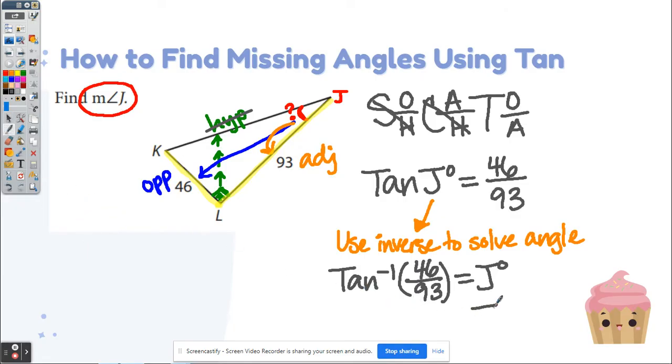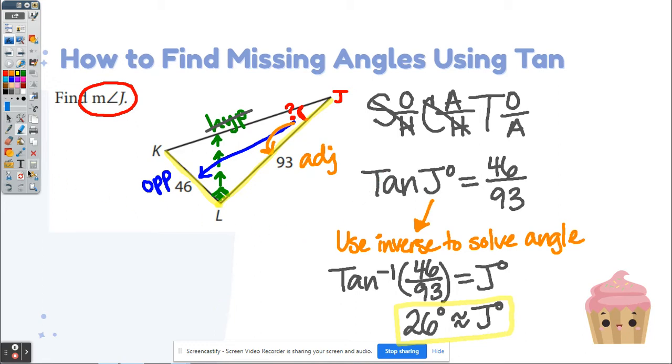So J is approximately 26 degrees. And that is your answer. That is how you solve for angles. So remember, we learned how to solve for a side or another side using multiply switch. Today we're learning how to solve an angle.